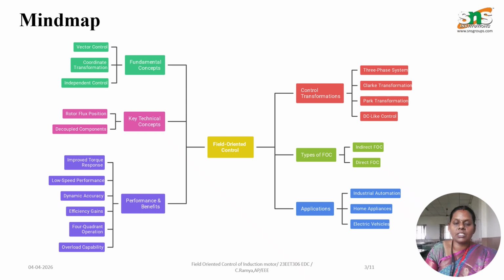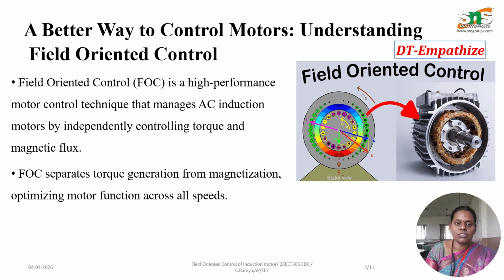This mind map gives you the overall view of the key concepts involved in field-oriented control. It connects the transformation, control principles and performance benefits. Keep this mind map as a reference for getting deeper into these concepts. Next is the introduction to FOC.